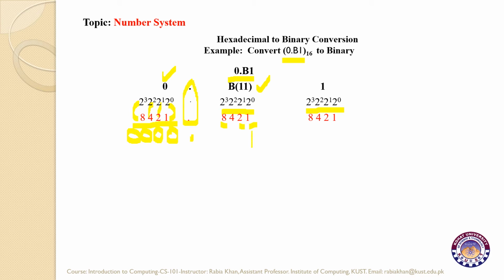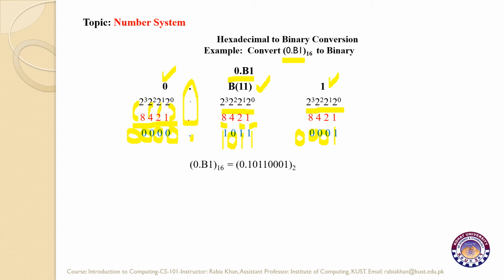That means the first, second and last bits are kept on and the third bit is kept off in order to generate number 11. And similarly, the last number, hexadecimal number, is 1. So how can we generate 1? Only the first bit is required to switch on while the rest of the 3 are switched off in order to generate 1. Now we merge. This is how we generated them. Merge all the answers, all the bits.